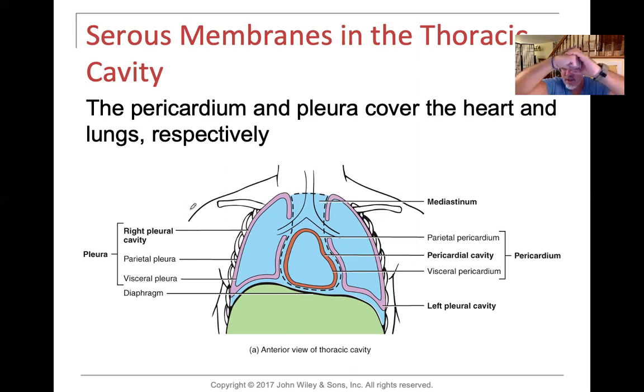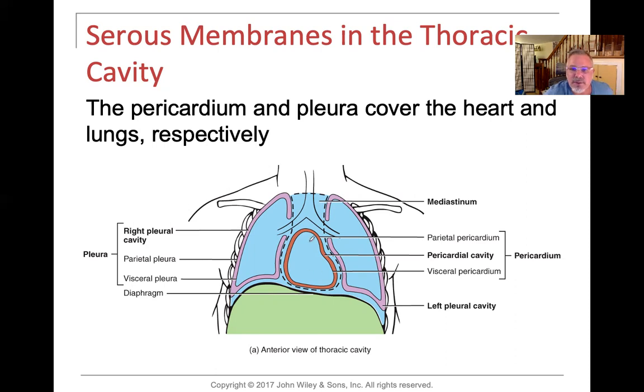Okay, so if this is the heart, this is the visceral pericardium. And if this is the heart, this is the parietal pericardium. If it's the lungs, we just take the word pericardium out and we put the word pleura.